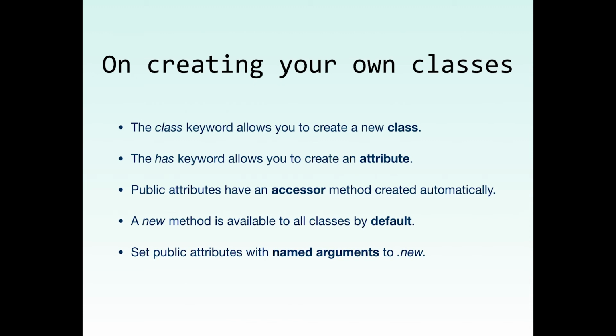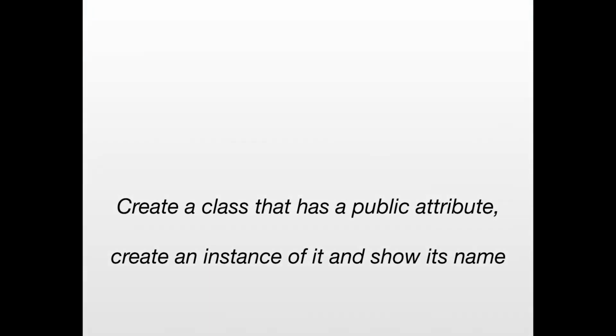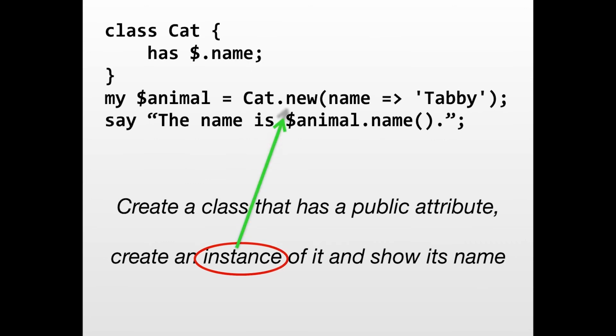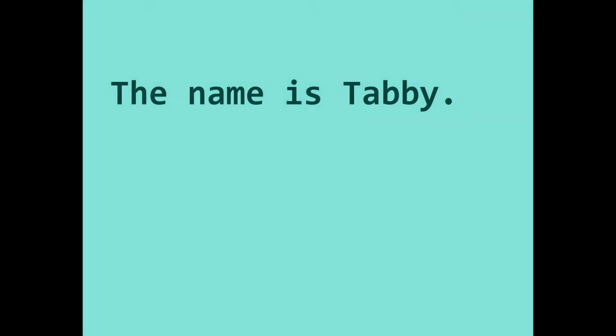So how does it look to create a class that has a public attribute, create an instance of it, and show its name? It looks like this. We call .new. Note that we actually use a dot here as well. So that's why we call it the invoker. And we specify the name of the cat, and we show it inside the double quoted string. So that's how it looks.